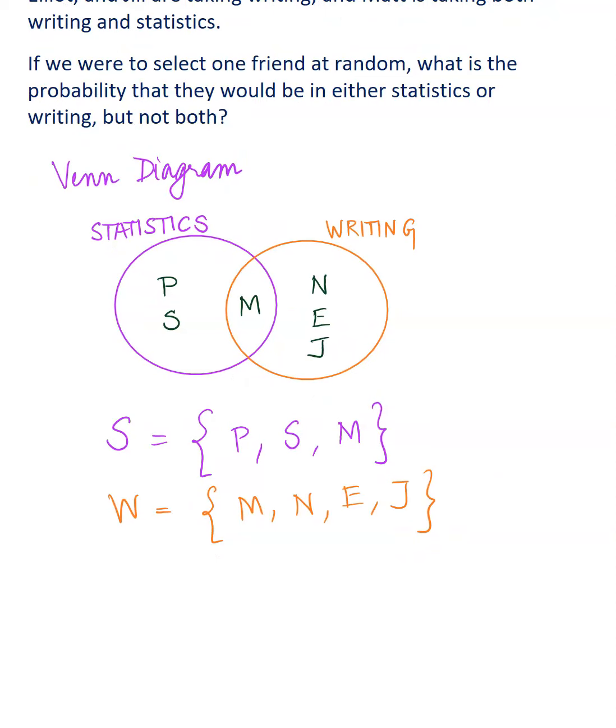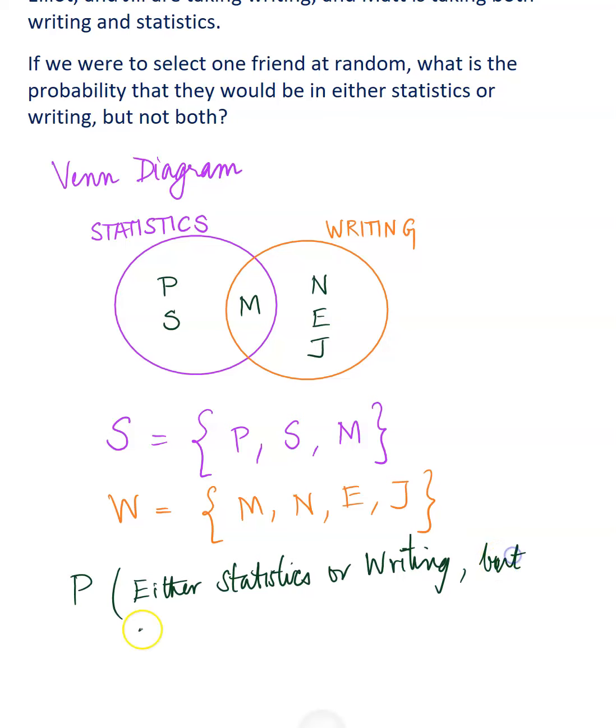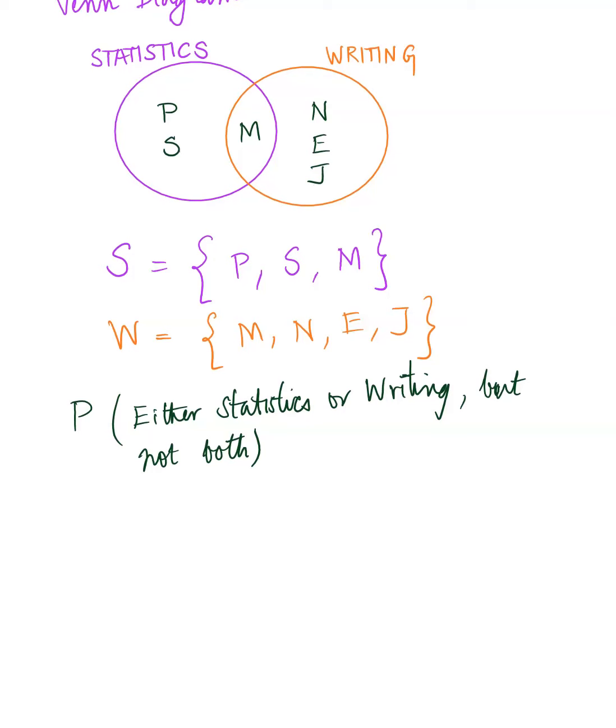Now we're told that if we were to select someone at random, what is the probability that they would be in either statistics or writing but not both? Probability of finding a student who is in either statistics or writing but not both. This is what we're supposed to find.